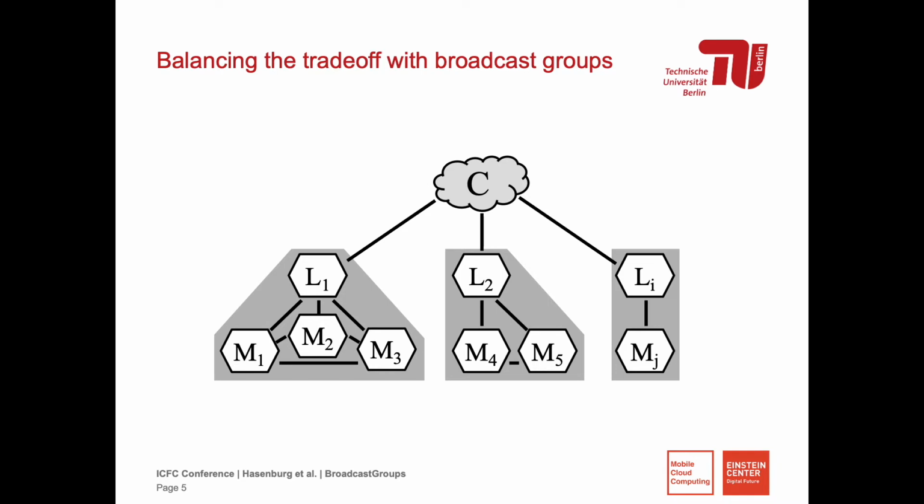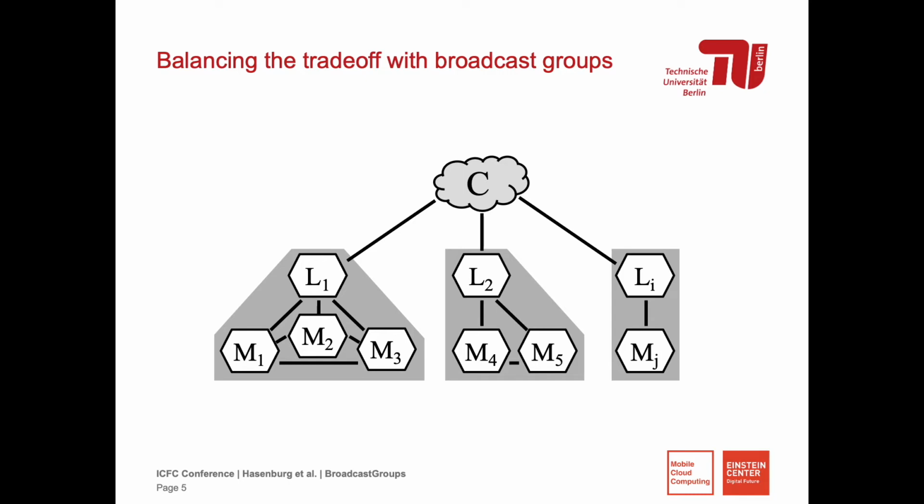To balance this trade-off, we propose to build and use broadcast groups. The main idea behind our broadcast groups approach is to split the set of edge brokers into well-connected groups, which use flooding for intra-group communication and a cloud relay for inter-group communication. For example, if the member broker M1 receives an event from a local client, it broadcasts it to the member brokers M2 and M3, as well as to the leader broker L1.